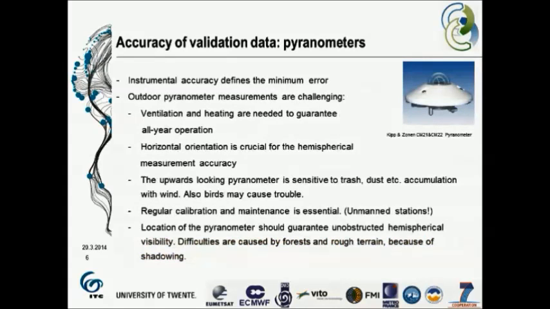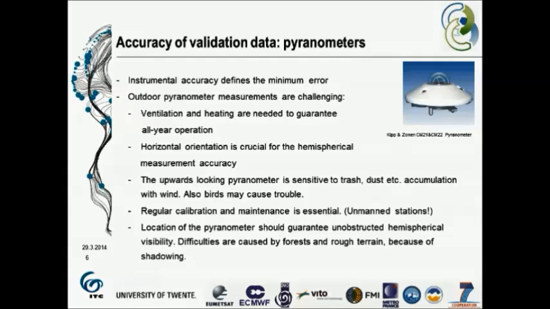So, first of the accuracy of the validation data. Pyranometers are typically used to measure the irradiance and the reflected radiance. And the instrumental accuracy, as I mentioned, defines the minimum error of the validation process. But on top of that comes another set of errors. And outdoor measurements are really challenging because, thinking that we have all kinds of weather conditions, we need ventilation and heating to guarantee all year-round operation.